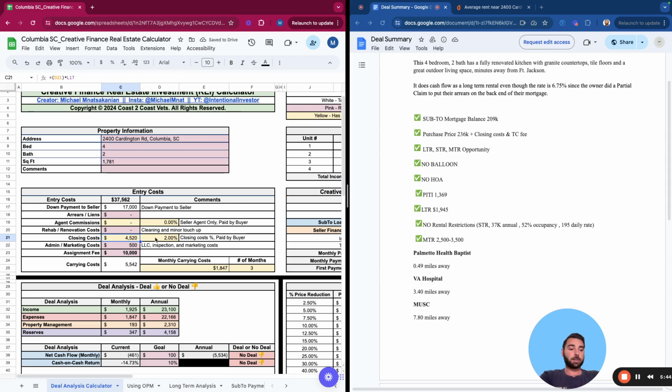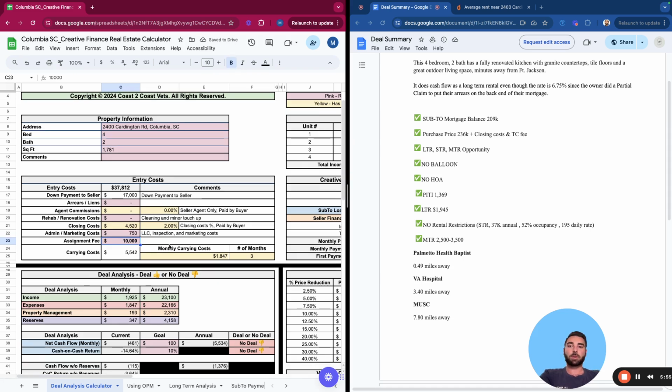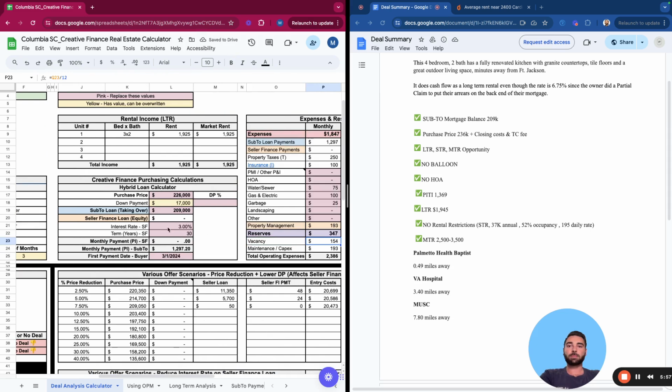Closing costs, we'll estimate 2%. That's fair. A couple hundred, $500 to set up your LLC, and an inspection would probably be closer to $750. And then carrying costs, 3 months of expenses. So let's just continue on.